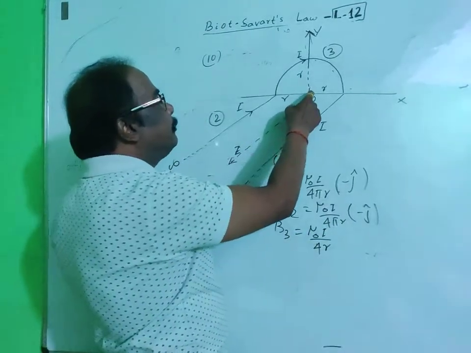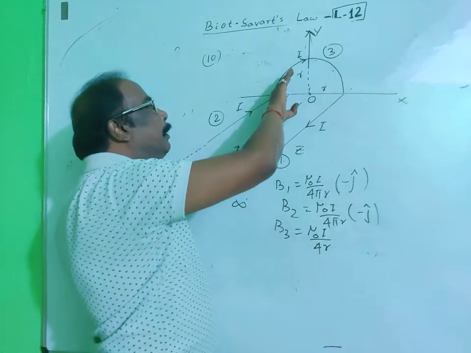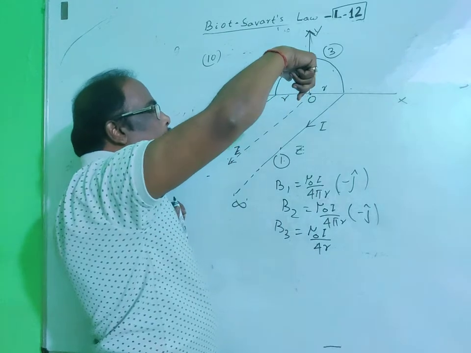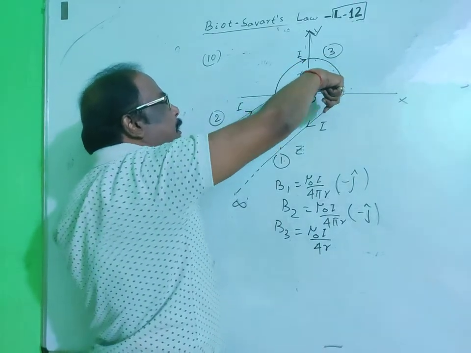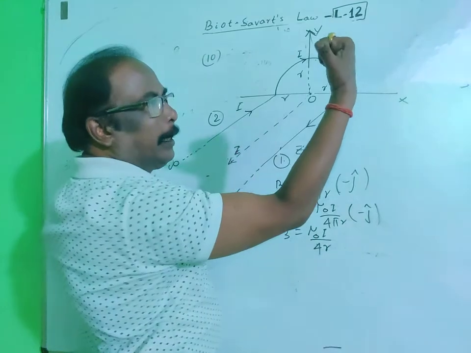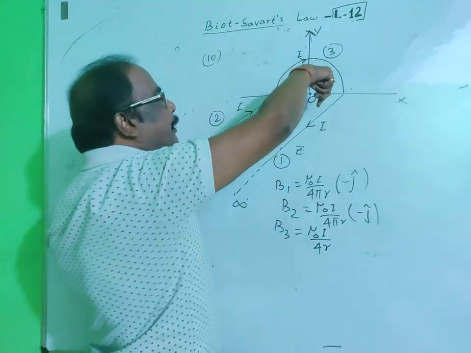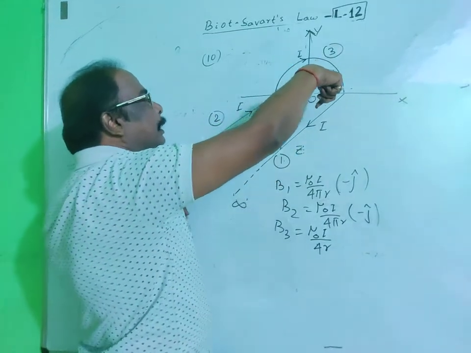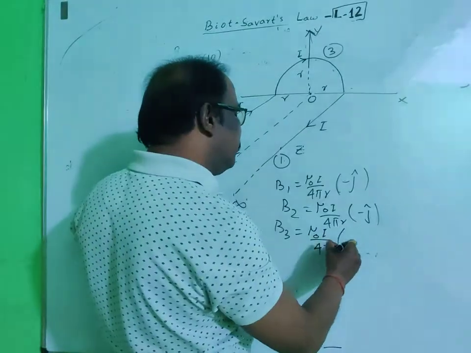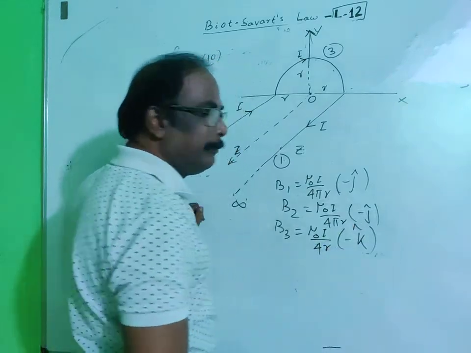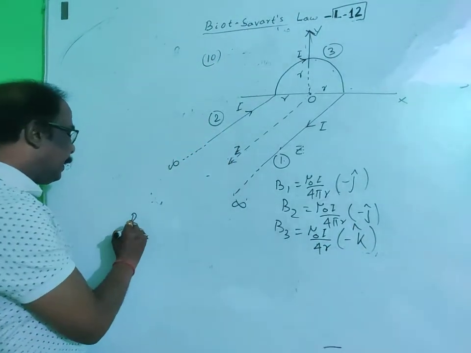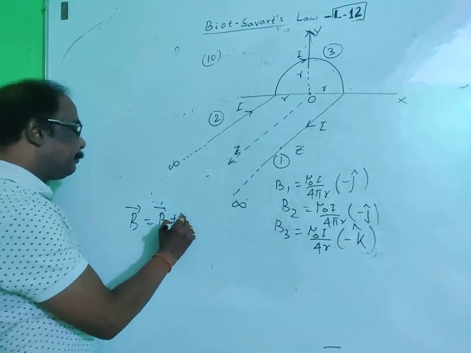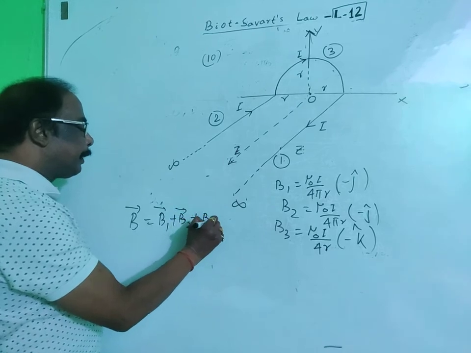Then what is the direction? About the center, curl your finger along the direction of current towards O. The direction is inwards. See, the outward direction is the z axis, so the inward direction is along the negative z axis, which means the direction is minus k. Is it clear? Then the resultant magnetic field B is equal to B1 plus B2 plus B3 in vector form.